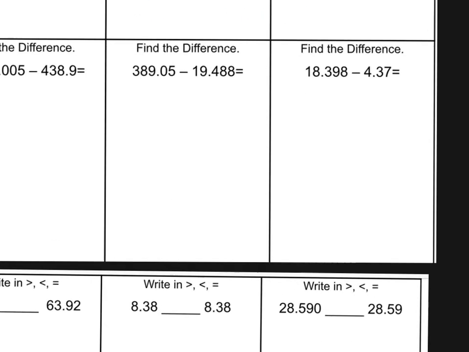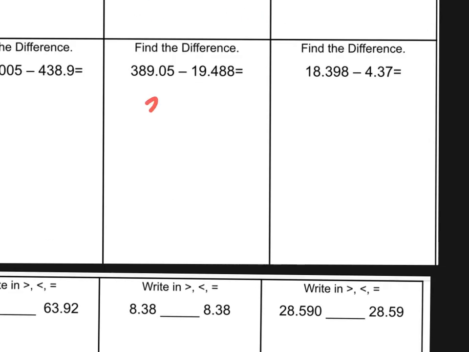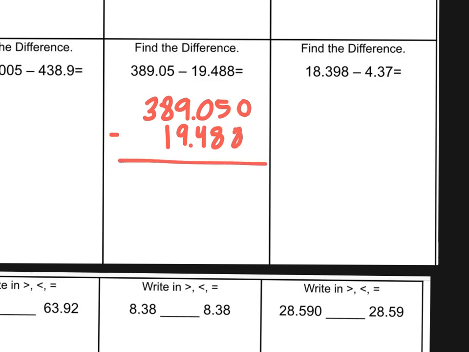For the next one, it says find the difference. We have to make sure that our numbers are lined up. So here it is. Here is 19.488. Add a 0 up top. When we subtract it, we can't do 0 minus 8. So the 5 becomes a 4. This is now a 10 minus 8, which is 2. We have to borrow from here. And then this becomes a 10. But now we have to borrow from that. This becomes a 14 minus 8, which then gives us 6.